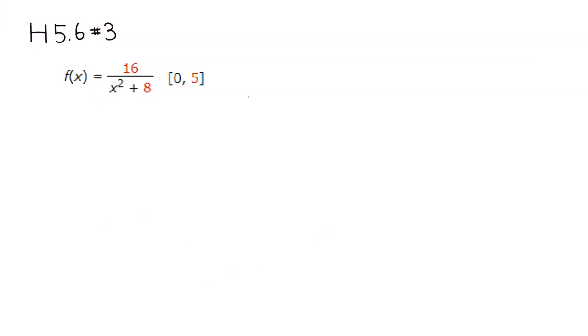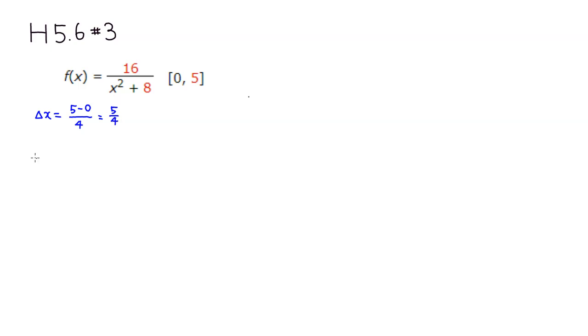First we need to do some prep work. We need to find delta x. Delta x is equal to b, which is 5, minus a, which is 0, and n is given to be 4. So this is going to be 5 over 4.